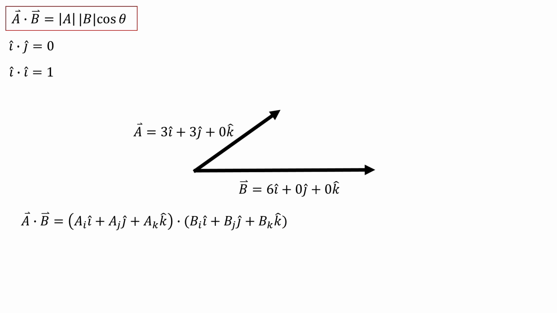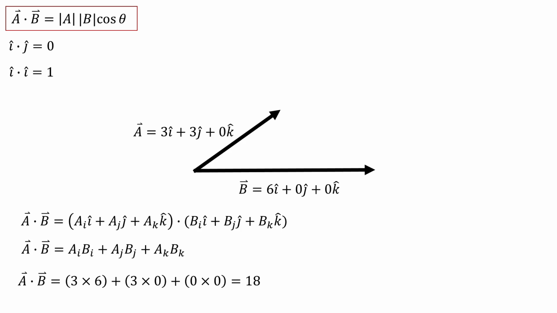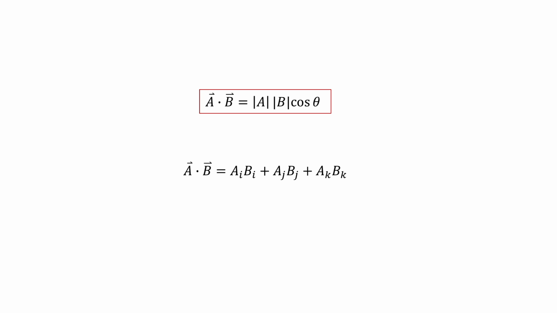When these terms are multiplied together, only the products that have the same unit vector will survive. So A dot B becomes A sub i, B sub i, plus A sub j, B sub j, plus A sub k, B sub k, turning the problem into simple arithmetic. And there you have two easy ways to multiply together any two vectors.